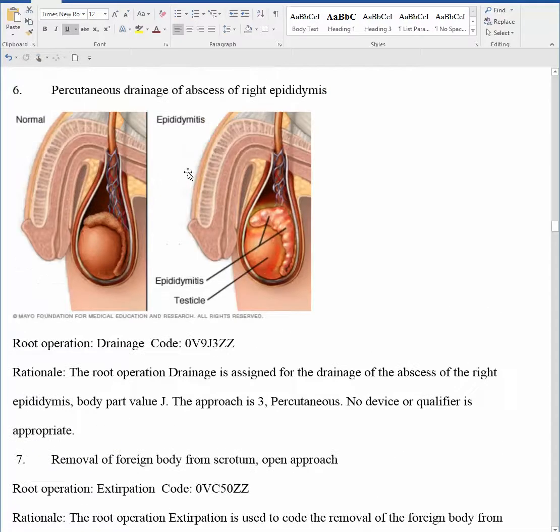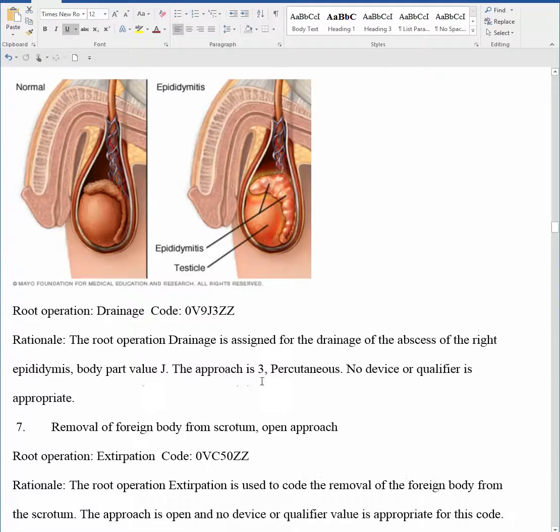And there's no documentation that that fluid is being sent for analysis, so we're not going to assume that. The last qualifier value is Z.